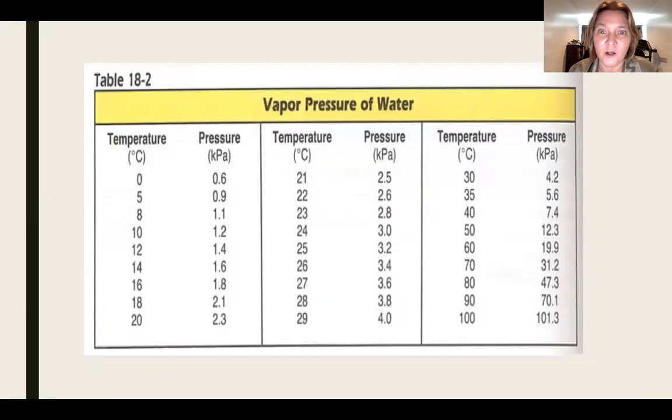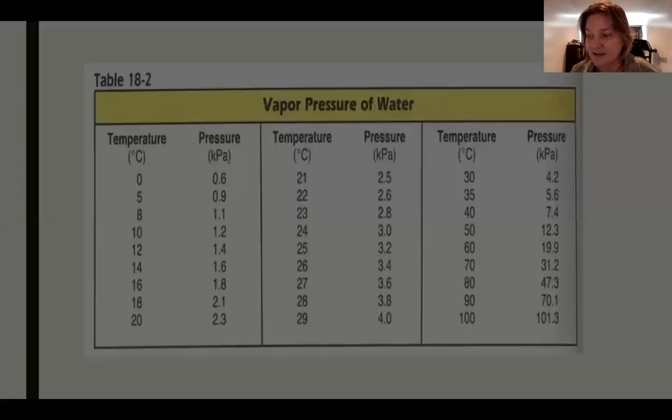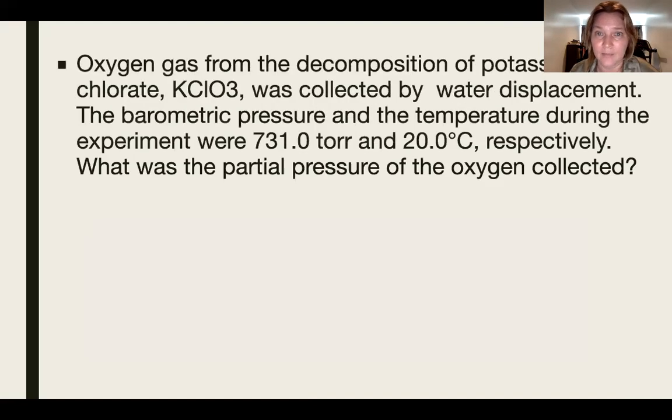Now we know water vapor pressures at certain temperatures, so we can just use this table to calculate the pressure of the gas that's collected. An example: oxygen gas from the decomposition of potassium chlorate, KClO3, was collected by water displacement. The barometric pressure and the temperature during the experiment were 731 torr and 20 degrees respectively. What was the partial pressure of the oxygen collected?